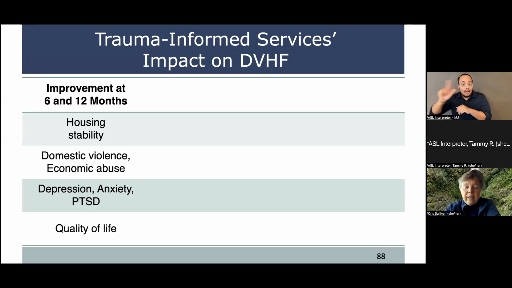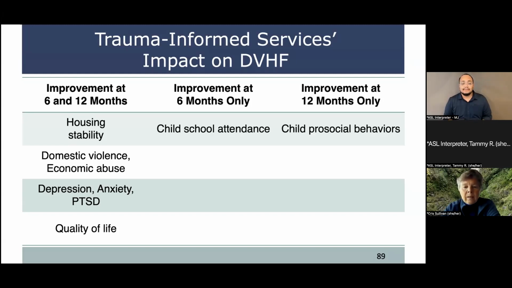But basically, if these are just for people who received the Domestic Violence Housing First model, those who said that the agency's staff were more trauma-informed had greater improvements at both 6 and 12 months on housing stability, domestic violence, including economic abuse, depression, anxiety, PTSD, and quality of life. Improvements at only 6 months were shown on children's school attendance, and at 12 months on children's pro-social behaviors.